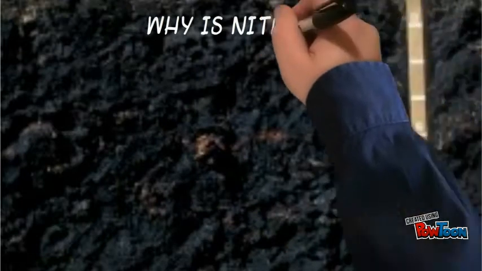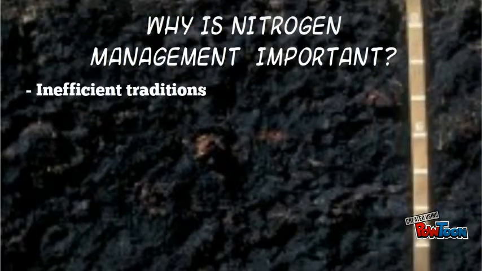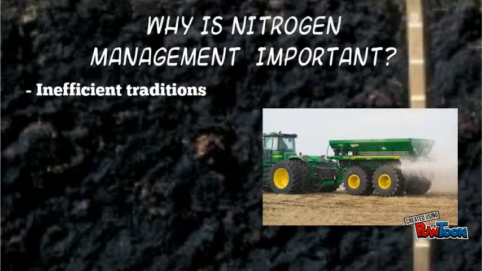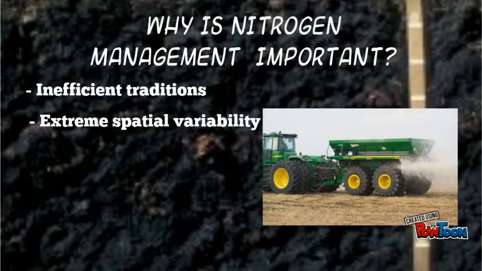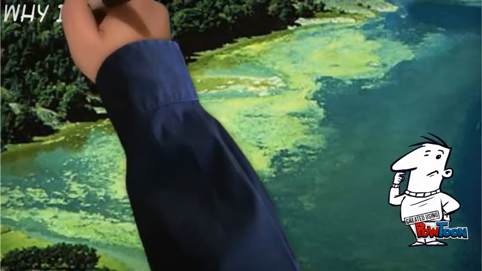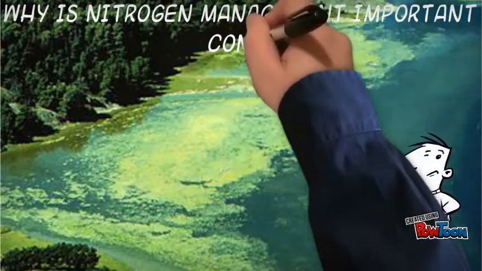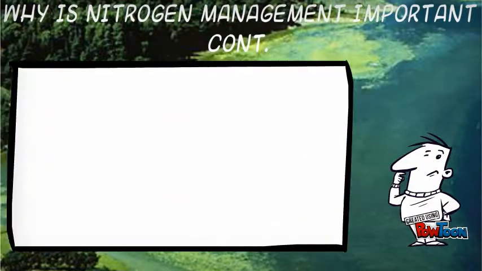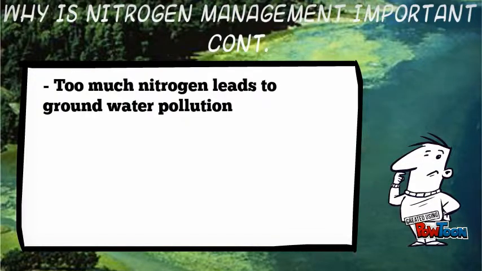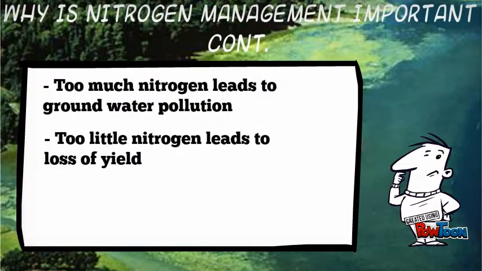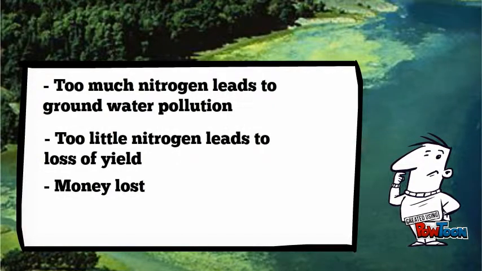Why is nitrogen management important? Traditionally, blanket or uniform applications of nitrogen fertilizer have been applied across a given field. However, this has proven to be inefficient. The spatial variability of a field can be drastic. One side can have a sandy soil texture, while the other side of the field could have a clayey soil texture. These differences make it hard to manage fertilizer applications. Too much nitrogen could lead to environmental impacts such as groundwater pollution, while not enough nitrogen means lower yields. And remember, any loss of nitrogen means you're losing money too.